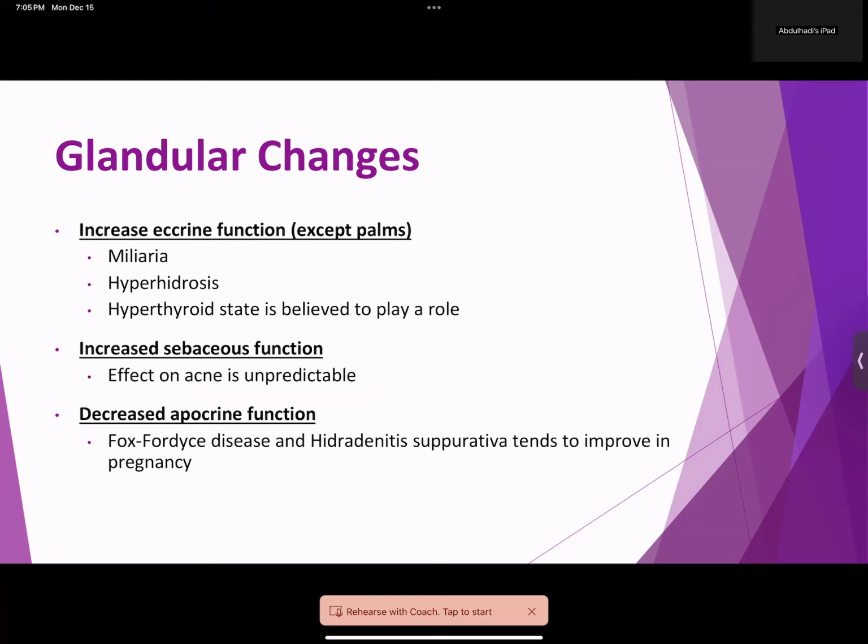If the patient asks you what's going to happen with my acne or rosacea, we don't know. It can get better or it can get worse. The other diseases that also tend to improve during pregnancy are hidradenitis suppurativa, HS, and Fox-Fordyce disease.